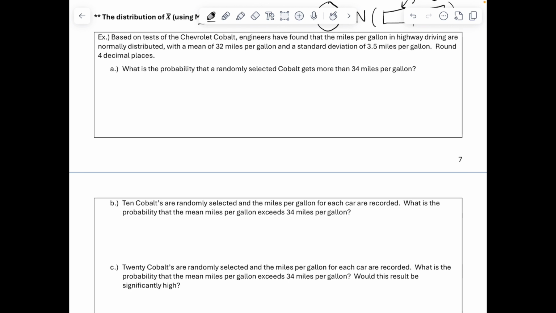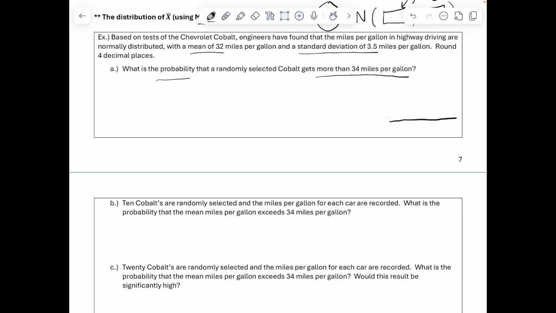The example right below says, based on tests of the Chevrolet Cobalt, engineers have found that the miles per gallon on highway driving is normally distributed with a mean of 32 miles per gallon and a standard deviation of 3.5 miles per gallon. Round your answers to 4 decimal places. First off, we know that our mean is 32 and our standard deviation is 3.5, and both of those are in miles per gallon. Part A says, what is the probability that a randomly selected Cobalt gets more than 35 miles per gallon?